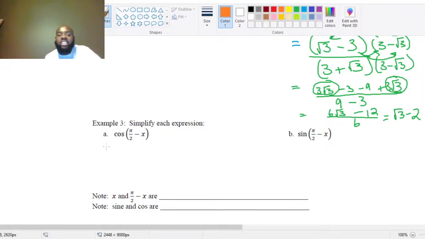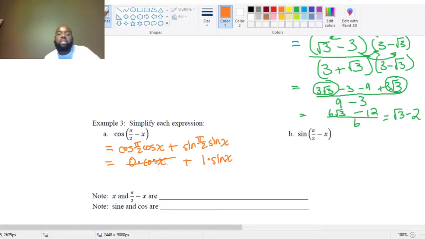Well, I have a subtraction, so I can use the difference formula for my cosine function. So that would be cosine of pi over 2 cosine of x plus the sine of pi over 2 times the sine of x. Well, the cosine of pi over 2 is 0, so that's 0 times cosine of x. The sine of pi over 2 is 1, and that would be 1 times the sine of x. Well, 0 times anything is 0, 1 times anything is that anything, and I get the sine of x. And so when I do the cosine of pi over 2 minus x, this is the sine of x. All right, look at that.